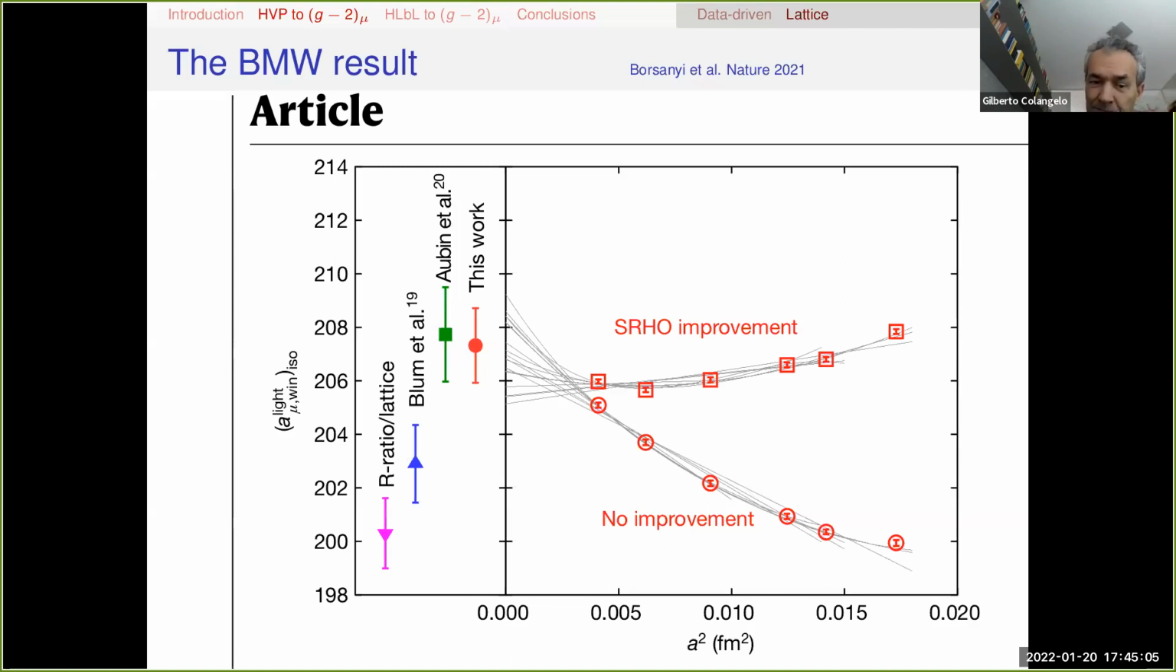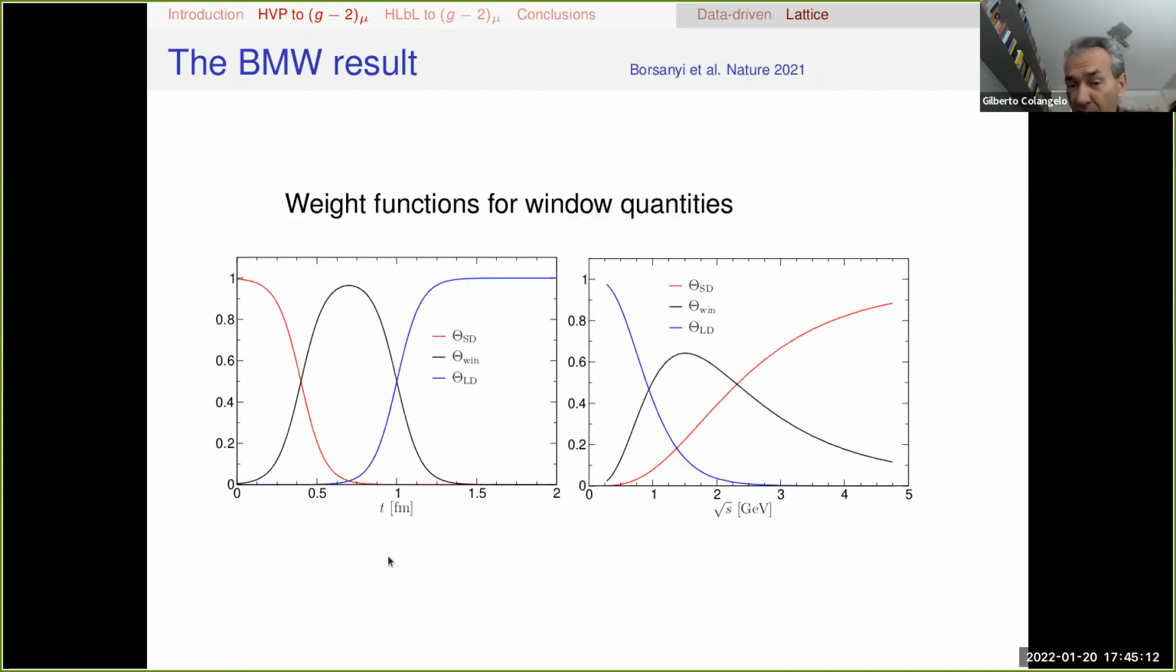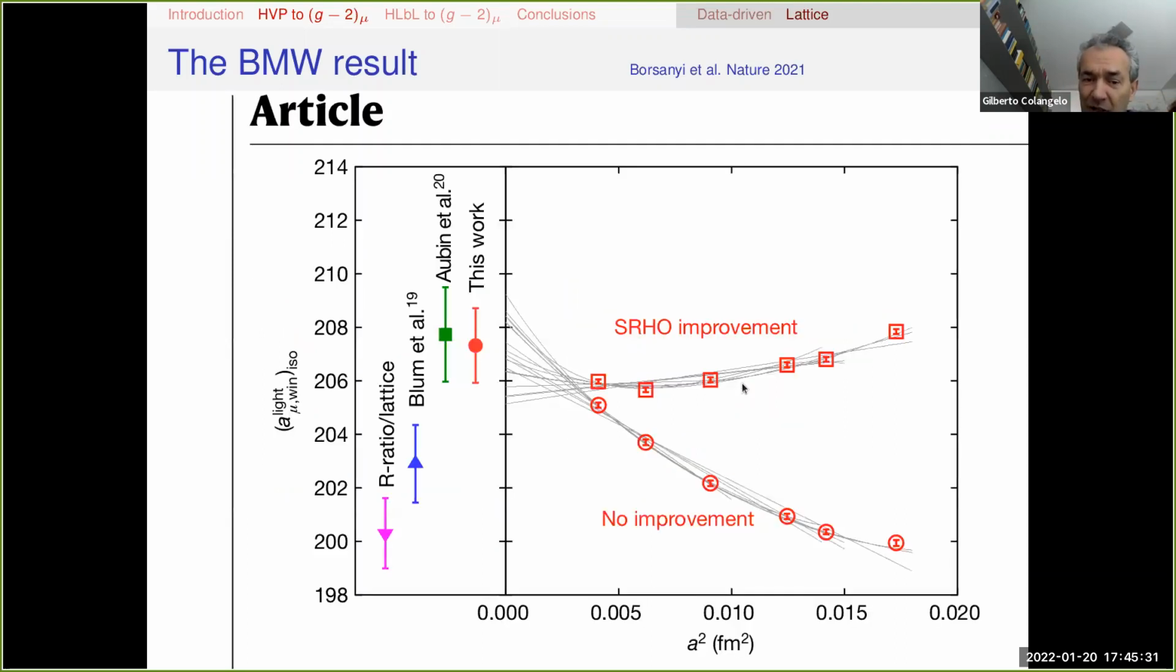And the purple point here is what you get if you do the integral over the e+ e- data with a weight function which is the translation of this weight function in time into a weight function over s. And so using this weight function, you can now do the integral with the data, and you end up with this point here, which agrees with this lattice calculation, but disagrees again with the BMW.